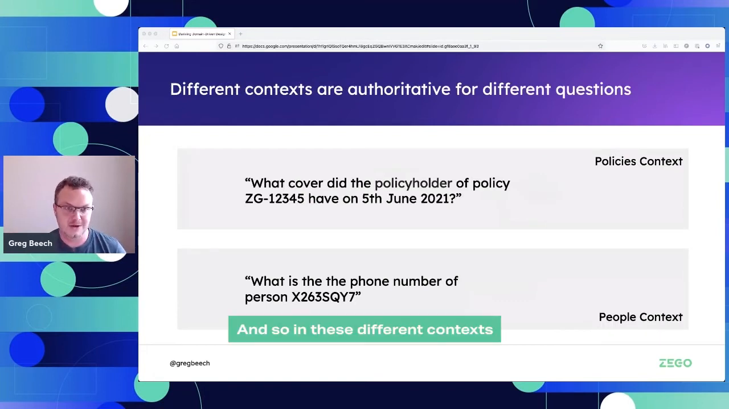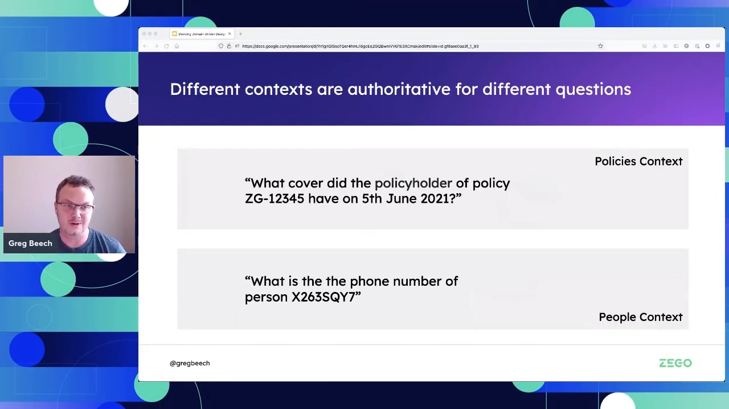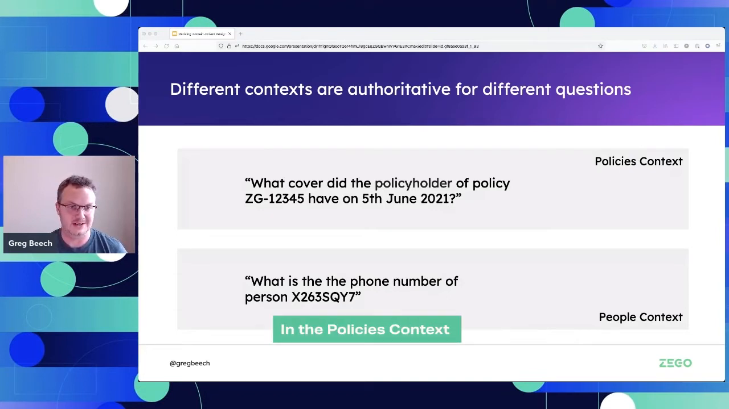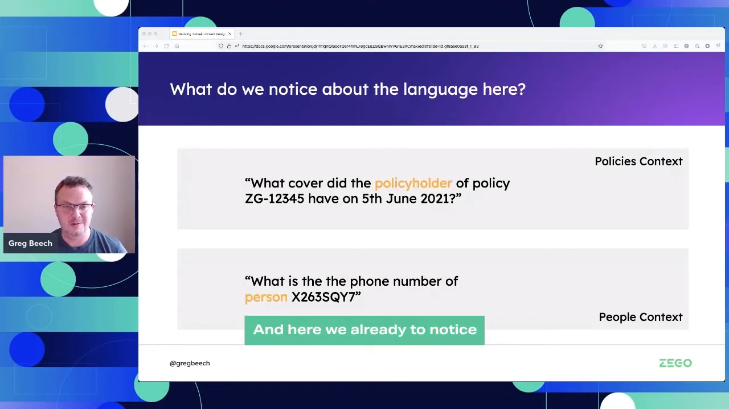Okay. And these different contexts are authoritative about different things. So we can ask them different questions, like if we want to know about a person, we ask the people context, what's the phone number of the person with this identifier? In the policies context, we ask quite different questions, like what cover did this policyholder have on a particular date? And here we already start to notice something as well about language.